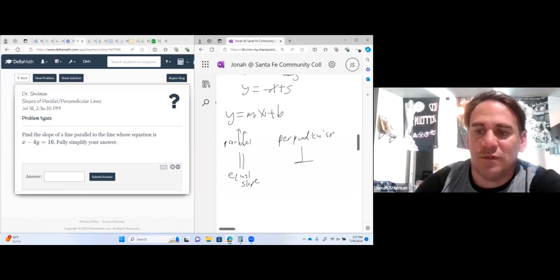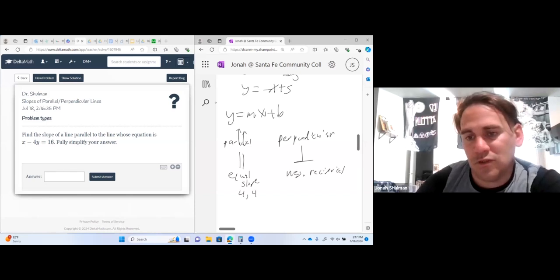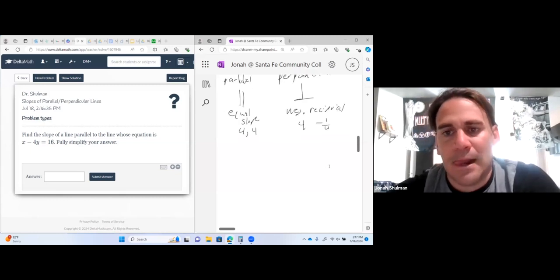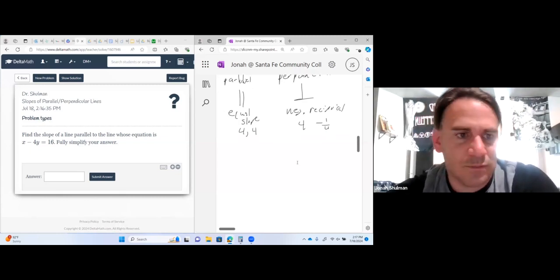And the slopes have to be negative reciprocals. So if our slope is 4, the other slope is negative 1/4. That's basically all you need for these. Equal slope, negative reciprocal slope.